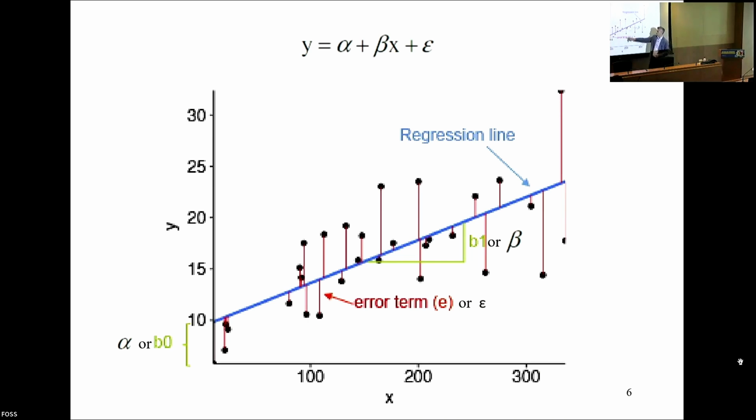Once we have the line of best fit, we can calculate the slope, which is the change in y for a 1 unit increase in x. So that's the formal definition of slope. And then the alpha or intercept parameter is the value of y when x is equal to 0. So that's the intercept over here. So these are the terms in a linear regression model.